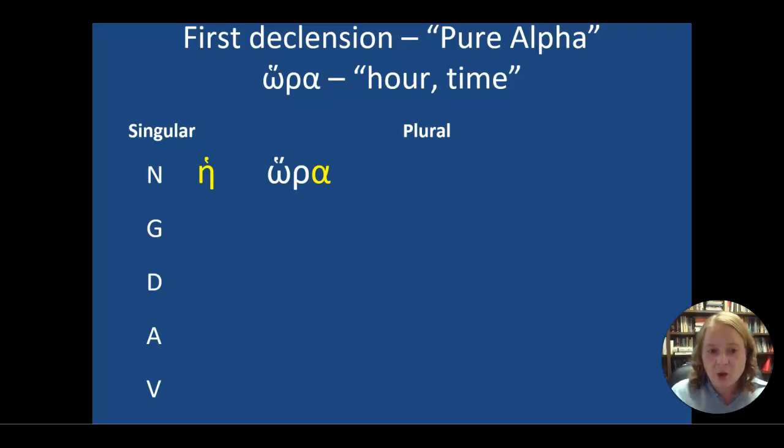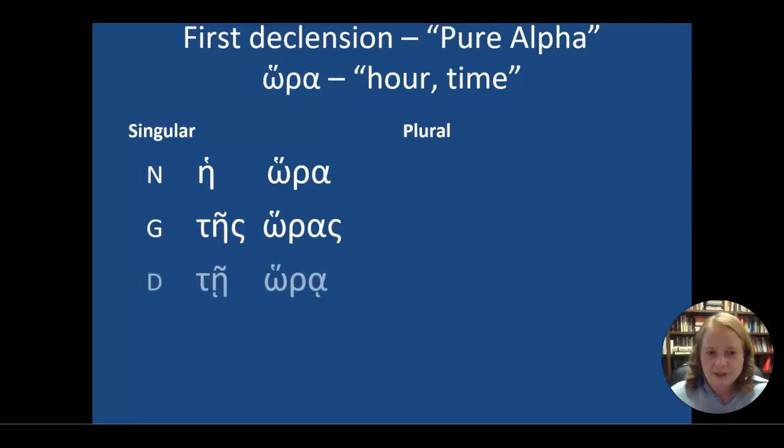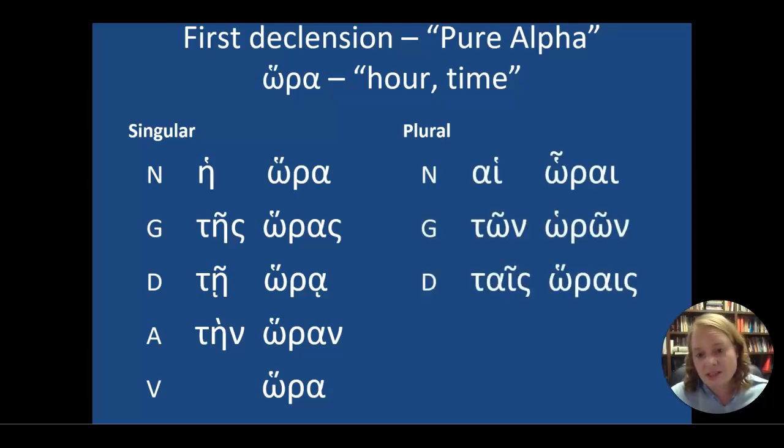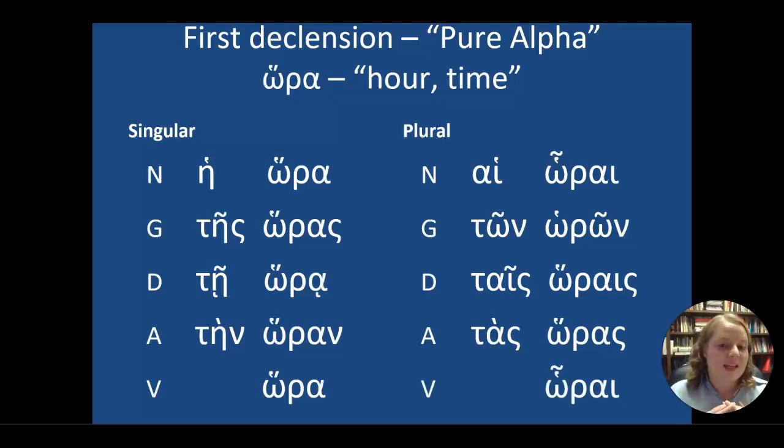So your hē hōra just means that in the singular, all the things that used to have an eta now have an alpha. But other than that, they're the same. Tēs hōras, tē hōra, tēn hōran, hōra, hai hōrai, tōn hōrōn, tais hōrais, tas hōras, hōrai. It actually, although it looks like a lot, is the exact same thing that you saw in the pure eta. And look at the definite article. The definite article is the same no matter what. So that's the thing that I would focus on if I were you.